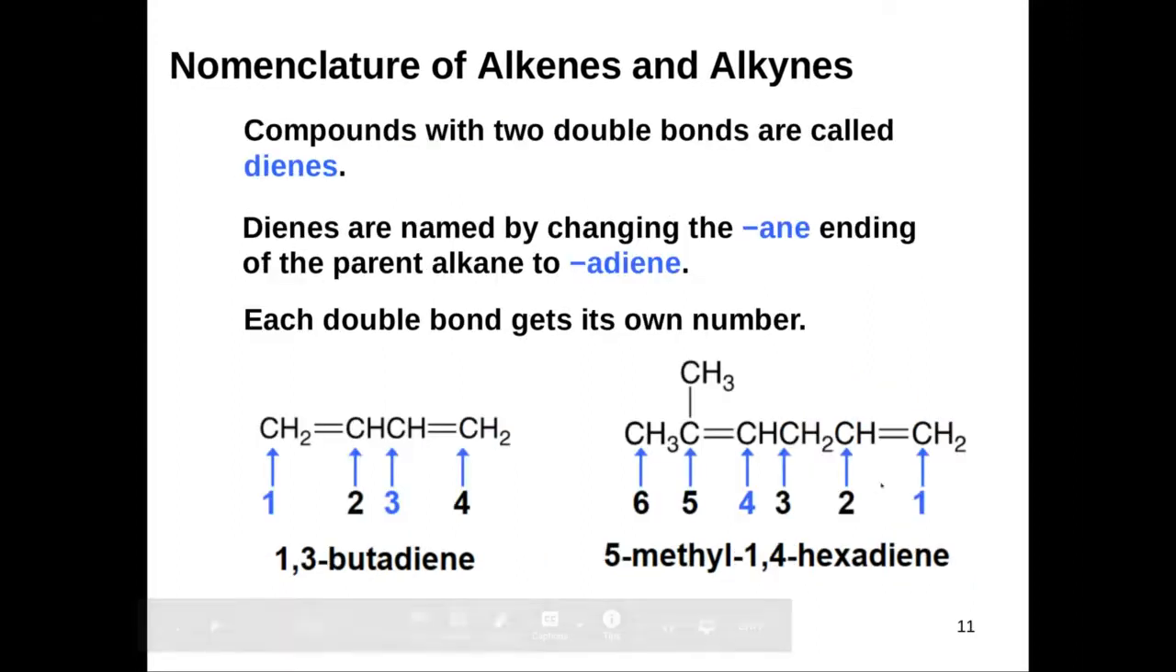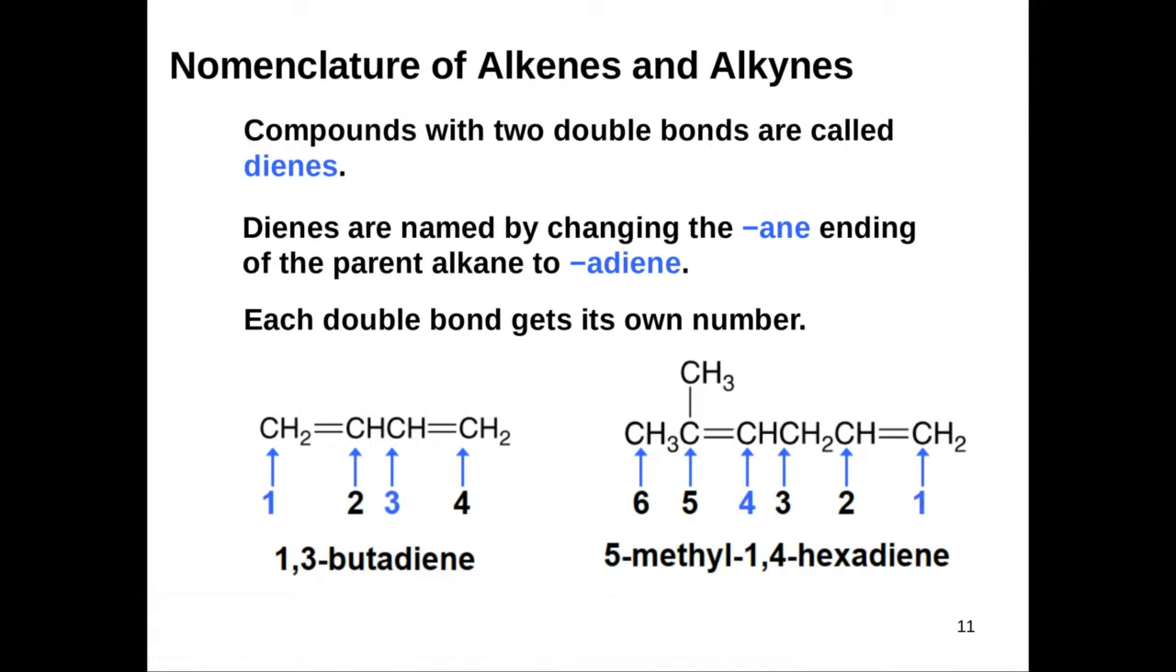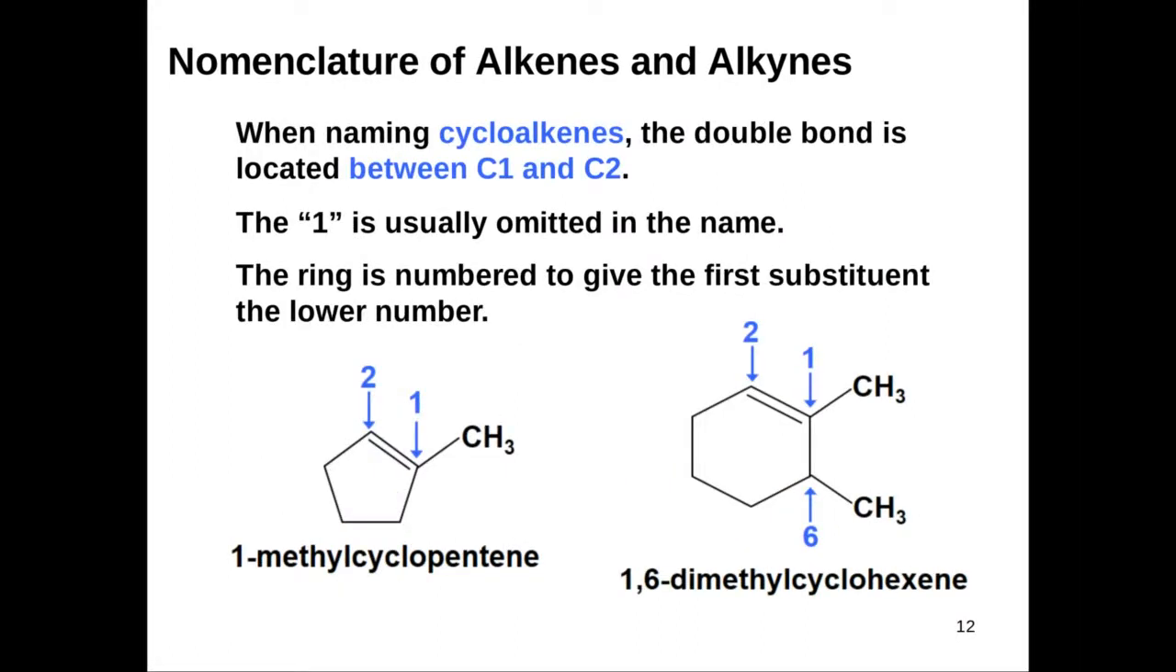And I'll just make note, if you had diene or triene or tetraene, you could do that as well, just as a note. Diene just implies 2, right? If you had triene, it'd be 3. Tetraene, it'd be 4, right? So just as a note, you can go beyond just the 2.